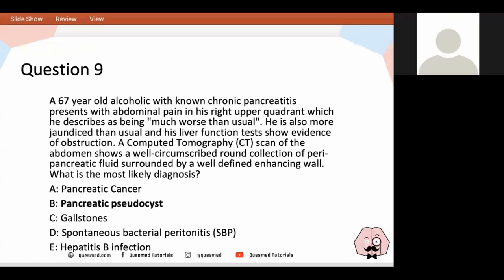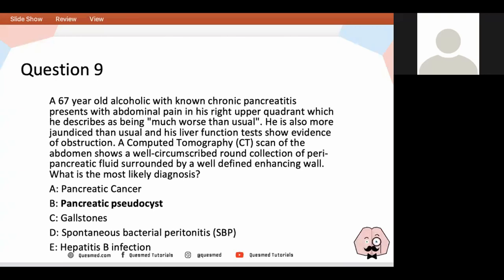Good. The correct answer was B, a pancreatic pseudocyst. And so a pancreatic pseudocyst is a fluid collection and it's typically described as being contained within a well-defined capsule. And the capsule itself is often made of fibrous or granulation tissue. Pseudocysts can persist for quite a long time. So for example, they might be present for over a month and they can actually develop in both acute and chronic pancreatitis. Some patients may not be symptomatic, whilst others may suffer from abdominal pain, nausea, and vomiting.